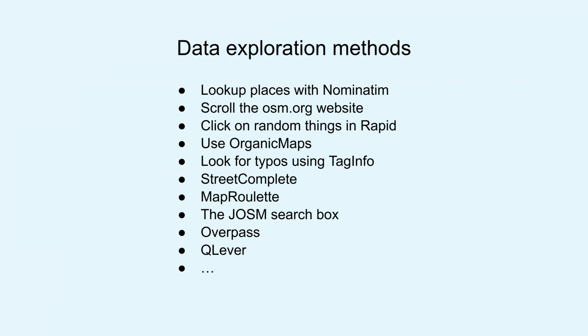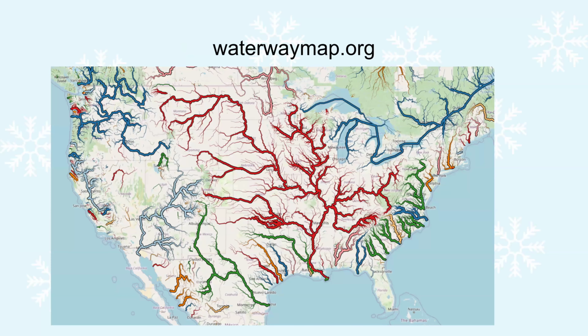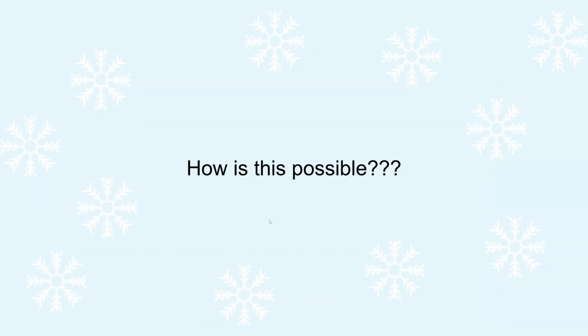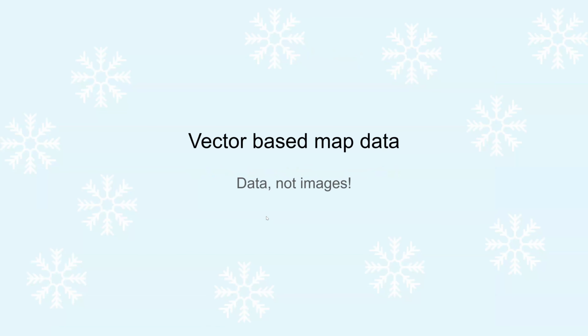About a year ago, a mapper, Amanda Kahn, stood up waterwaymap.org, and I was blown away by this. This is her attempt to show waterway data in OSM and show us where we can improve that waterway data by fixing connectivity issues and all sorts of things. I spent a ton of time working on waterways across the entire world because of this. I was left with one question: how is this possible? This website is so amazing. And the answer is it's vector data.